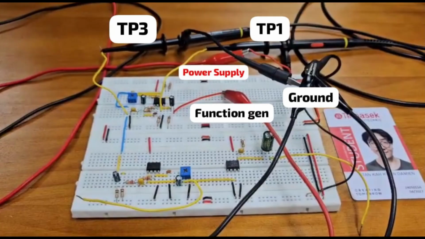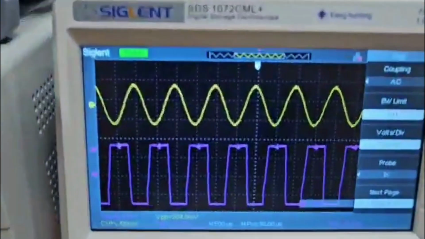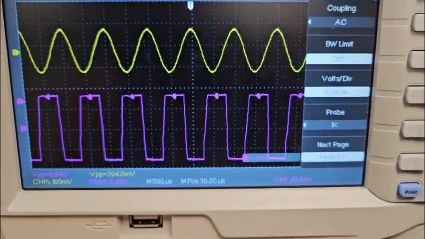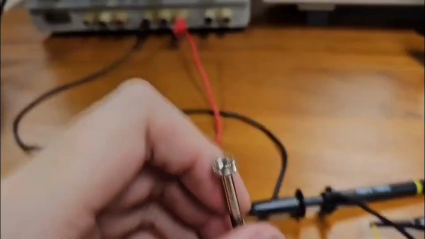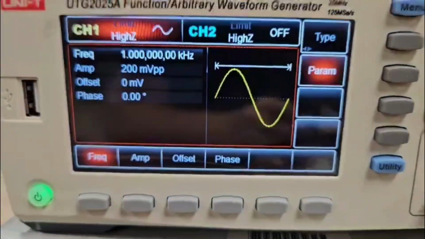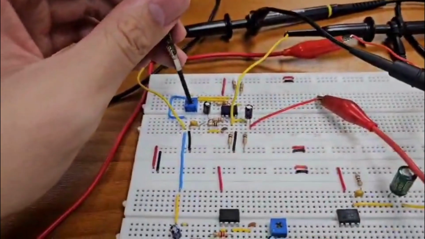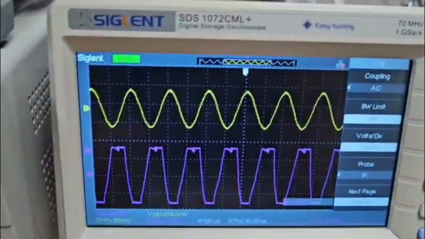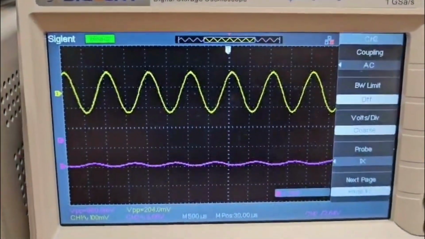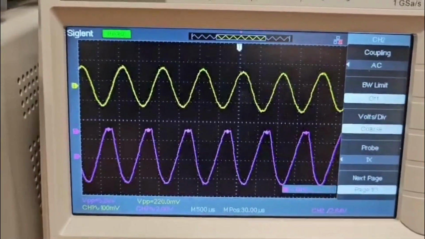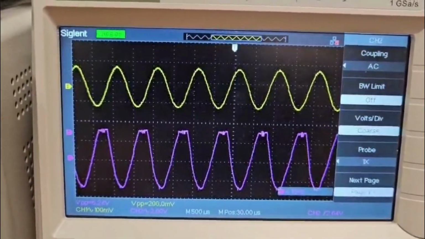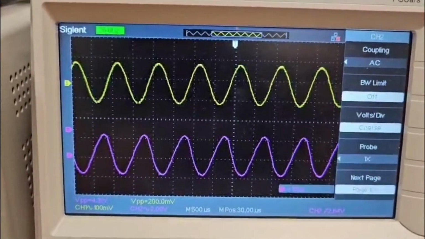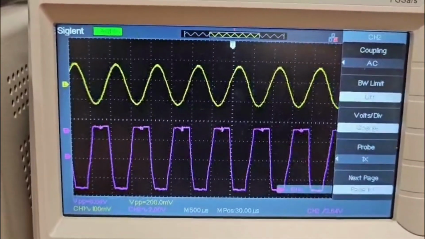Channel 1 is connected to TP1 and channel 2 is connected to TP3. So now I'll be showing how the trimmer affects the sine wave, and I set the frequency to 1 kHz, while VP peak is still 200 mV. And as you can see, if the gain is too low, the signal stays too weak to hear. But if it's too high, the output hits the voltage limit and clips, causing distortion or saturation.